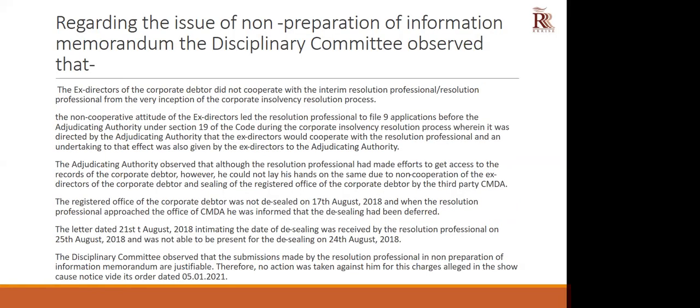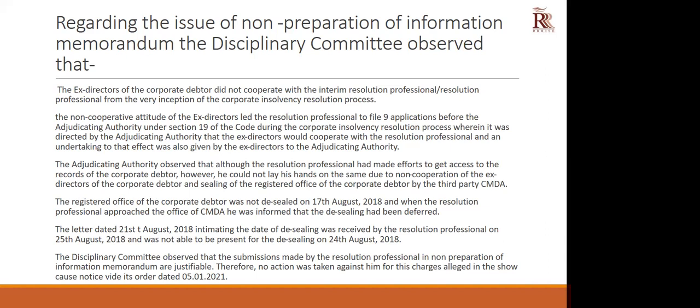In one of the matters, the ex-directors of the CD did not cooperate with the IRP or RP from the very inception of the CIRP. The non-cooperative attitude of the ex-directors led the RP to file 9 applications before the AA under Section 19 of the Code during the CIRP, wherein the AA directed that the ex-directors should cooperate with the RP, and an undertaking to that effect was also given by the ex-directors to the AA. The adjudicating authority also observed that although the resolution professional had made efforts to get access to the records, he could not lay hands on them because of the non-cooperation and CMDA.